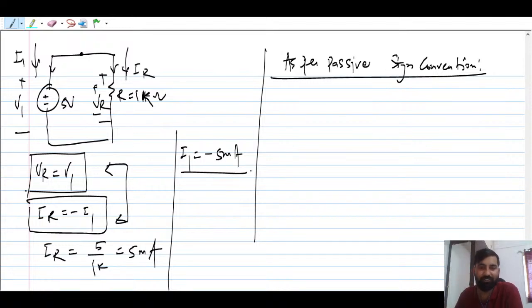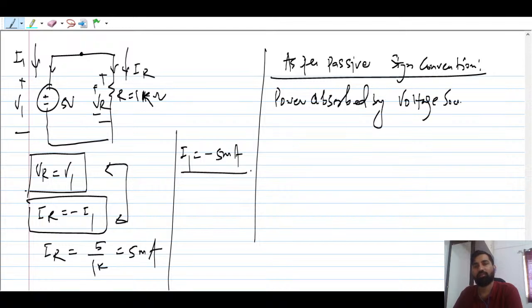So passive sign convention से क्या हो जाएगा? Power absorbed by voltage source will be what? V1 into I1. So what is this V1? V1 is nothing but 5 and I1 is nothing but minus 5 milliampere, which is minus 25 milliwatt.